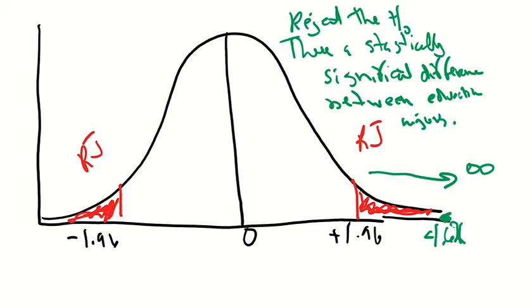Also, we could be given this rejection region as a p-value. If it's a p-value, if it's greater than 0.5, we reject. If it's less than 0.5, we accept.